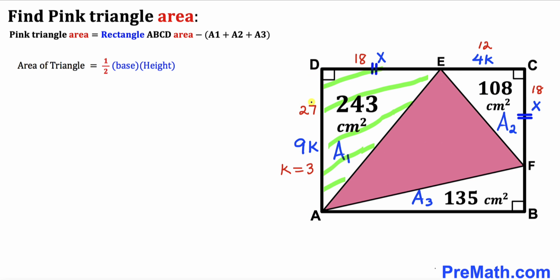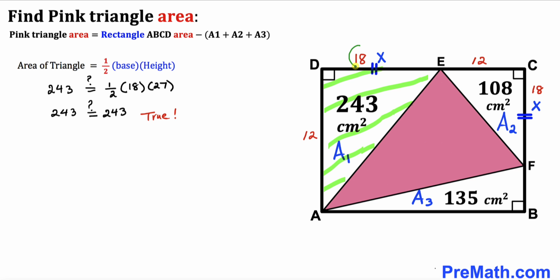Now let's find out whether these values 27 and 18 are correct by plugging them into this triangle formula. We can see that this 243 area, I'm going to write down on this side, equals question mark 1 divided by 2 times 18 times 27. And now we can see that both sides are equal. So therefore this is a true statement. So we conclude that x equals 18 is perfectly alright.